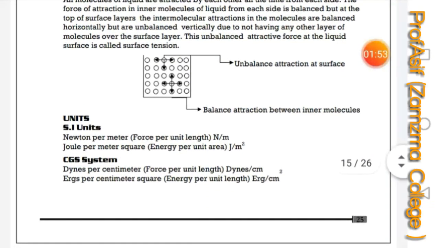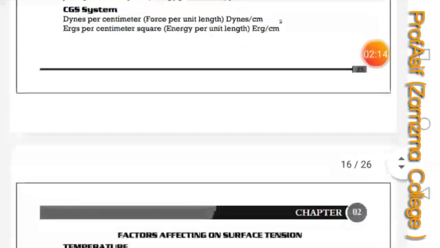The unit for surface tension is Newton per meter or joules per meter square. If you consider it as a force, unit would be Newton per meter. And if you consider it as an energy, it would be joules per meter square. Other units of surface tensions are there as well.